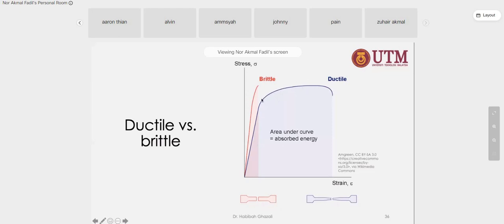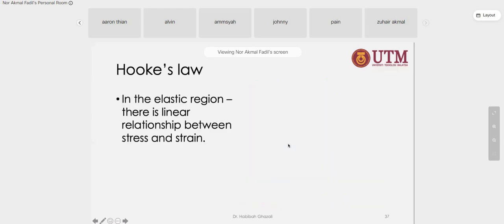Plastic deformation. You can see there is a little increase in the stress, but much increase in the strain. So this is plastic deformation. And for this one, right after the end of the elastic limit, it immediately breaks. So the area under the curve reflects the ability to absorb energy. We can say the area under the curve is equal to the absorbed energy, and this one is a ductile material.